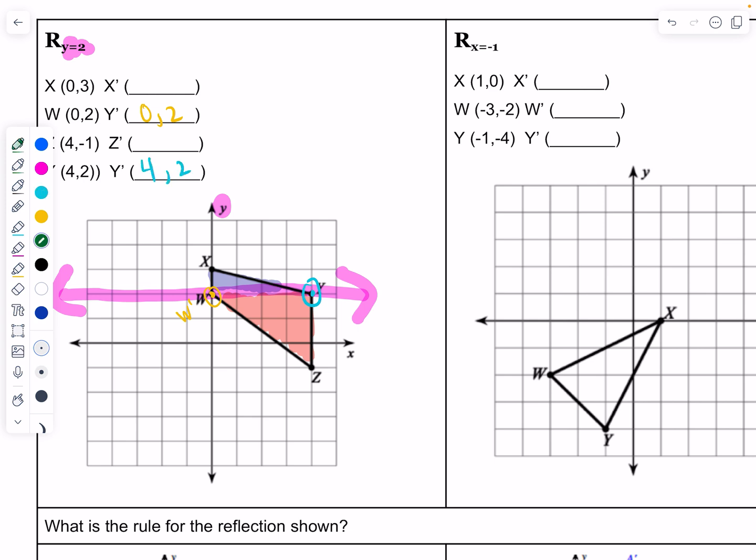But what's going to move? My green one is going to move, and then also my light blue one is going to move. So my light green one was 1 above the line. Now it's going to be 1 below the line. So there's X prime. Did I expect that to change? 0, 1? Yes, because I know that my y value should change since this is a y equals line.